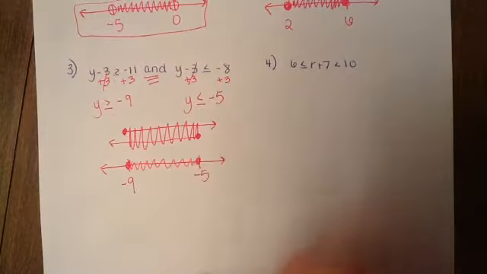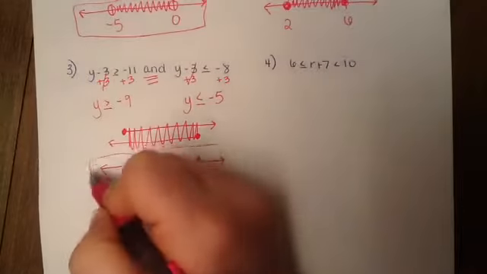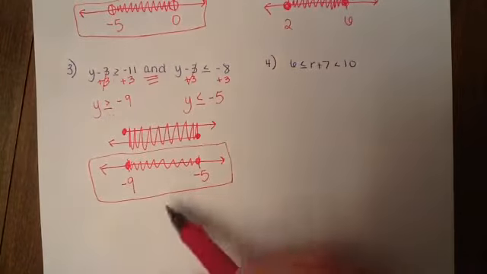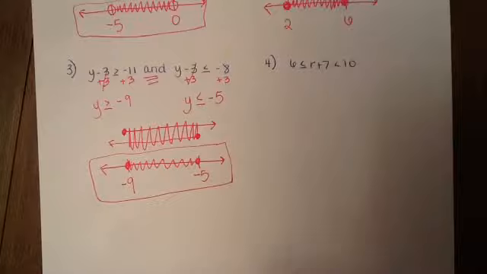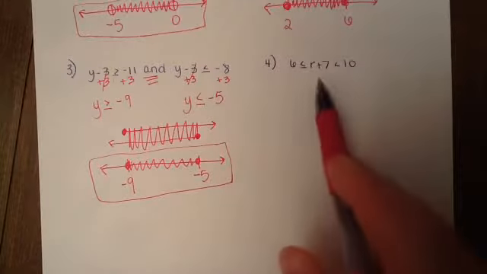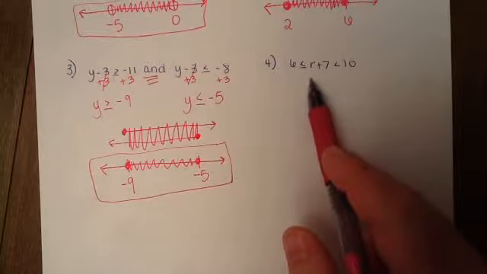Shade in between. This would be our final answer. Where are both graphs in the middle? They overlap. This next one is a two-part inequality.